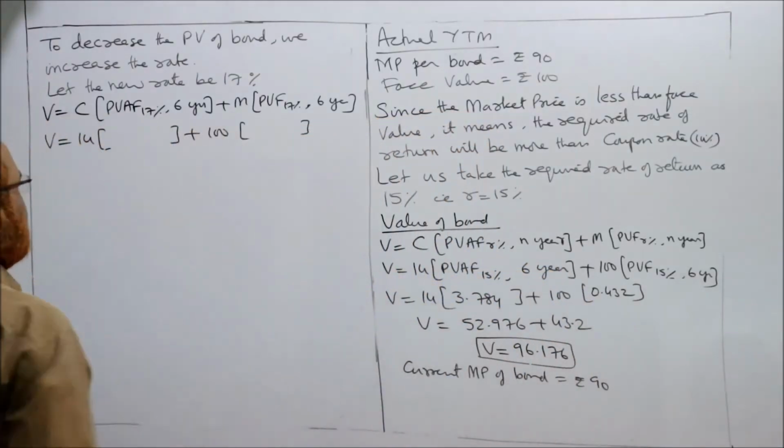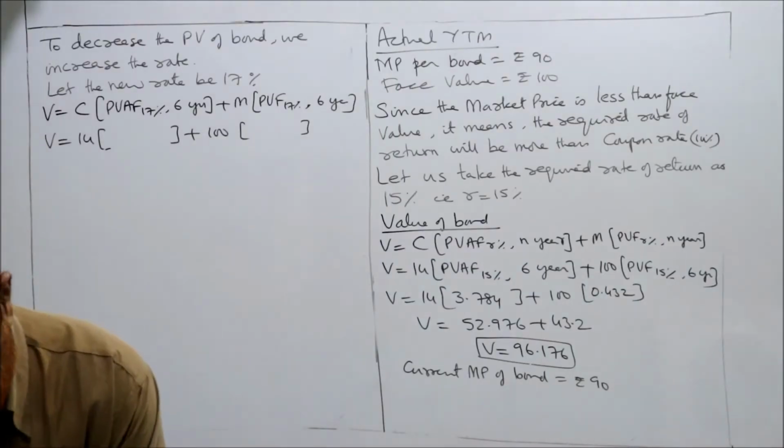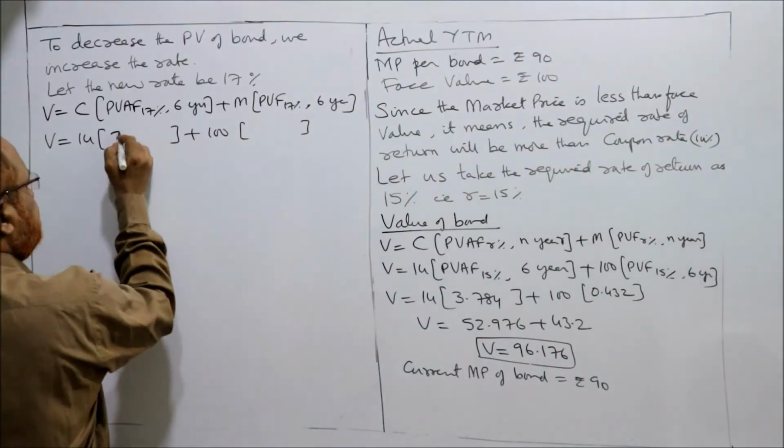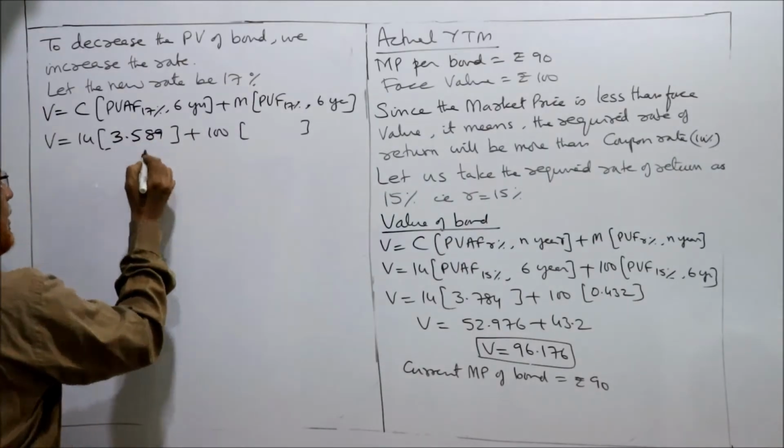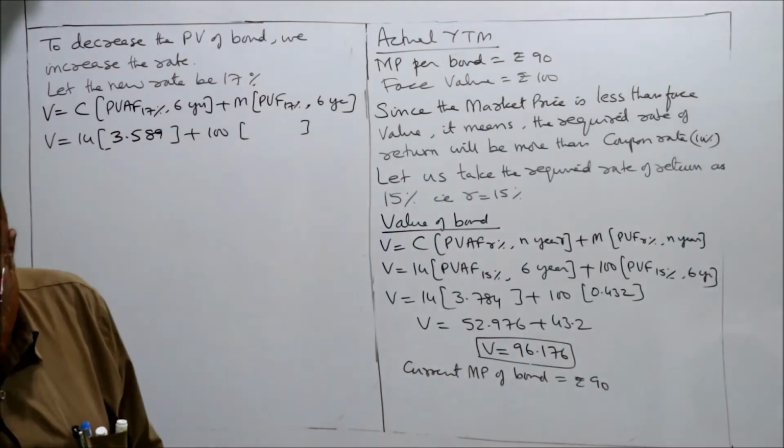So 17% 6 years, 3.589. And this is 0.390.